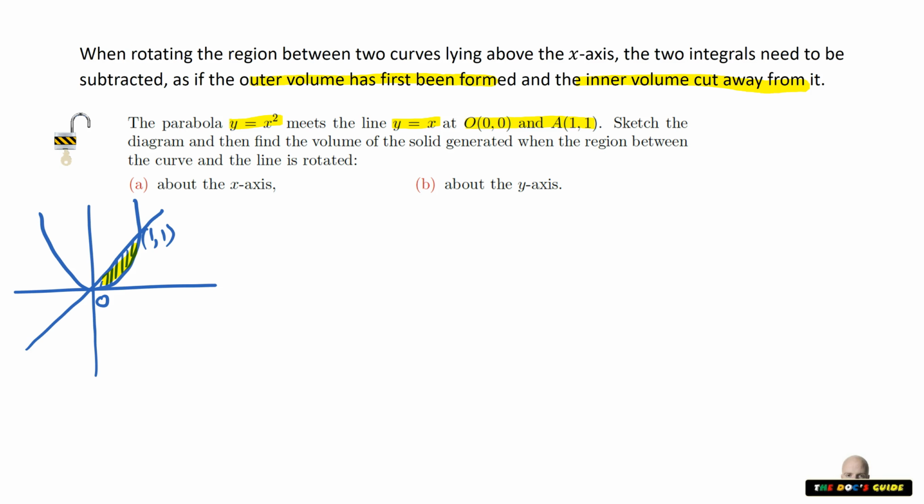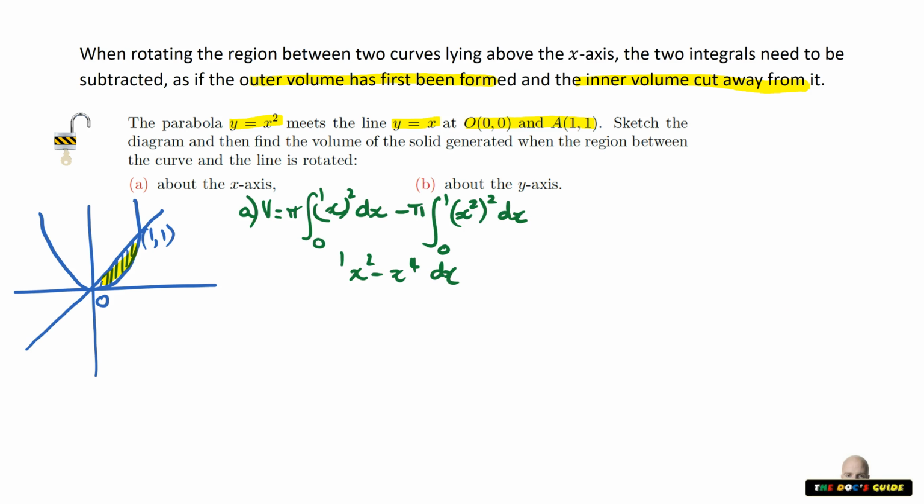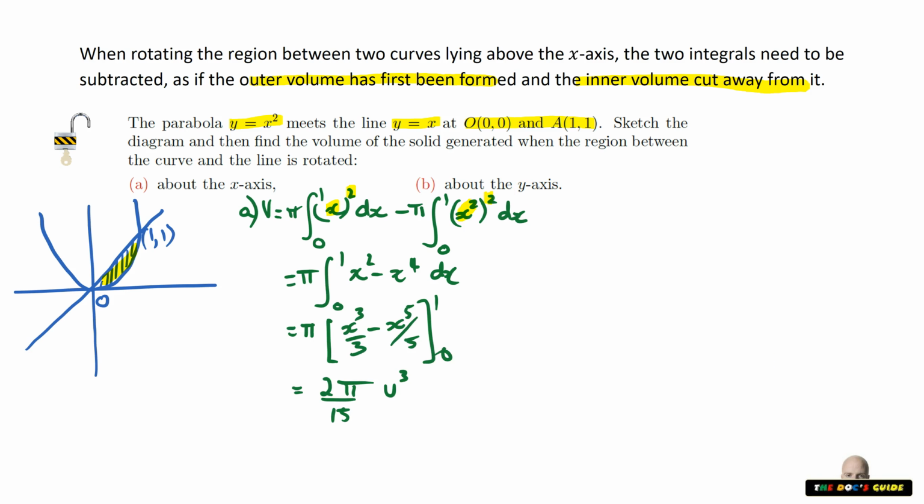So around the x-axis, our outer shape is the one formed by rotating the line, and our inner shape is the one formed by rotating the parabola. So it's the y equals x and then the y equals x squared, which go into our expression for volume. Then we go ahead, we can take pi out as a common factor, and it becomes x squared minus x to the fourth. Do our integration and plug in our limits, and we get this as the volume when rotated around the x-axis.